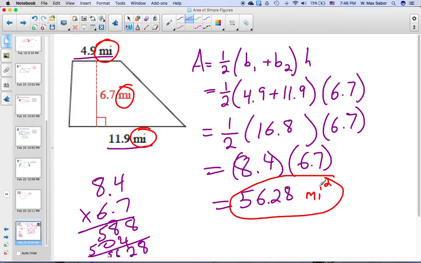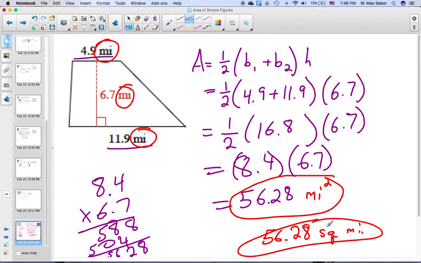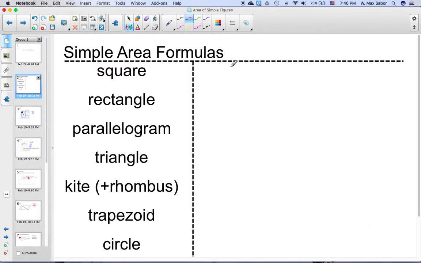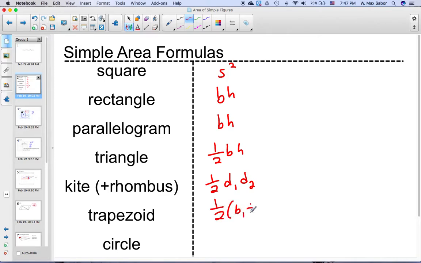Also, the units for area are not miles, but square miles or square feet or square inches. And we typically will indicate it like that or with SQ and then MI to say square miles. I'll accept either one. So let's fill this in again. The formulas were s squared, base times height, 1/2 base times height, half of the first diagonal times the second diagonal, the average of the bases times the height, and pi r squared. Those are your simple area formulas.